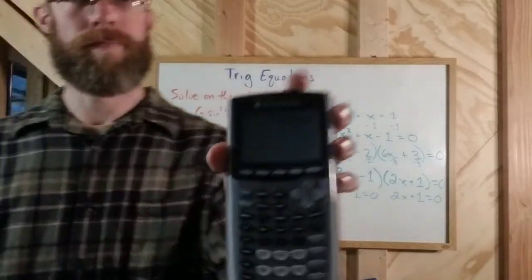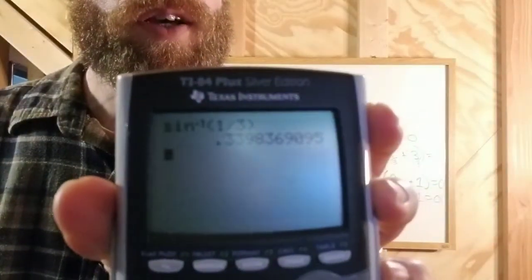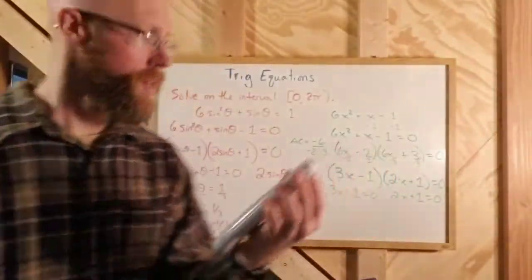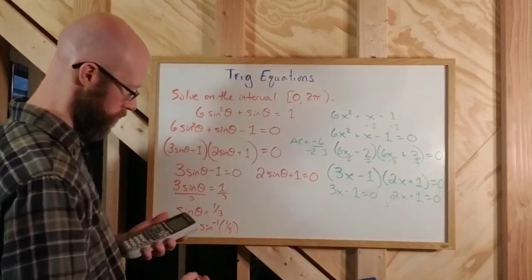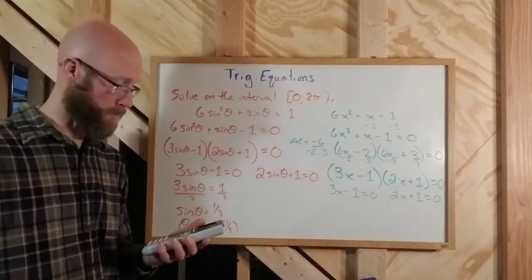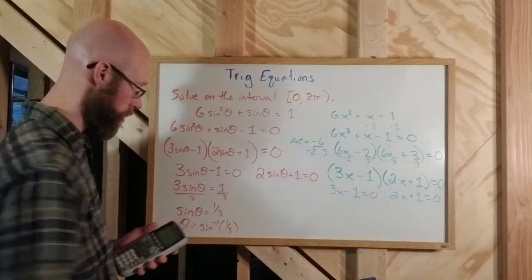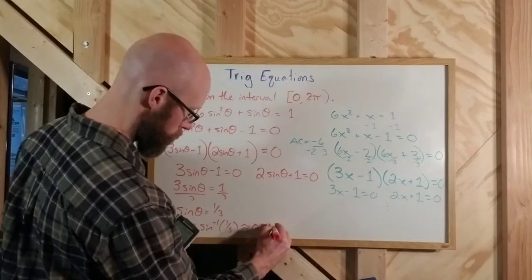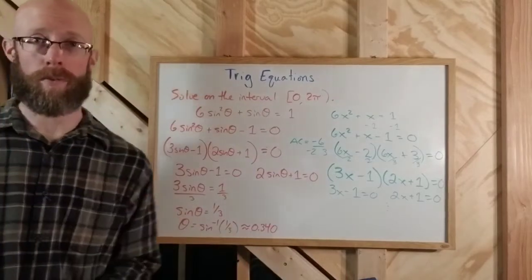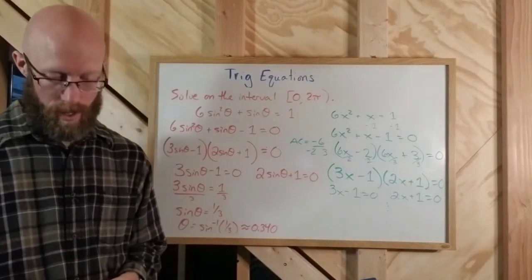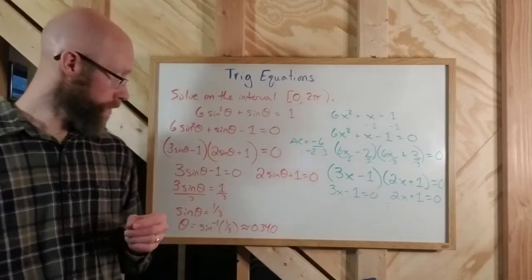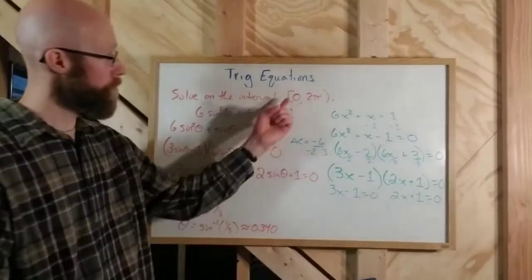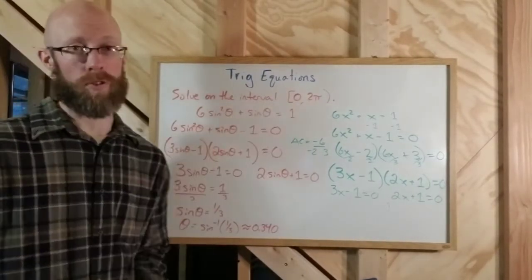is a decimal. And let's see, 0.33, what's that, 98 roughly? I guess if I was rounding that to 3 places, it'd be 0.340, right? So that's approximately 0.340 if I round it off to 3 places, the nearest thousandth. Now, what's interesting here is that that's one answer. Remember though, we're looking for all answers between 0 and 2 pi.